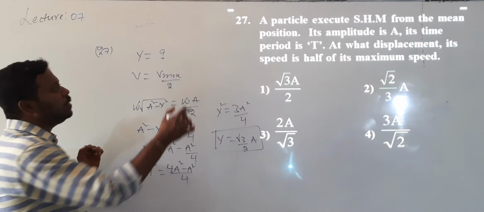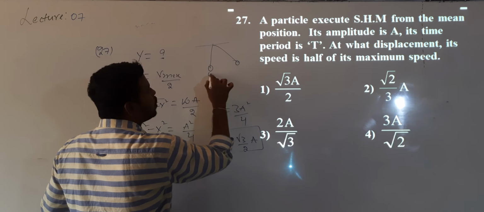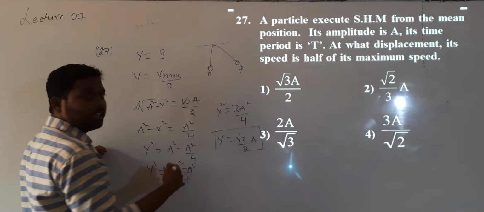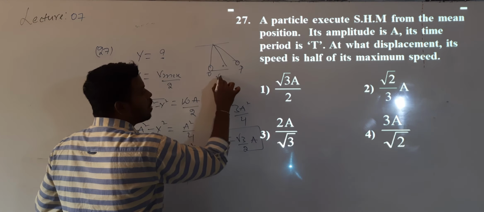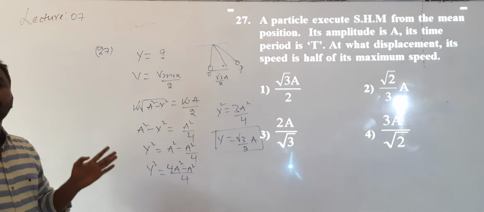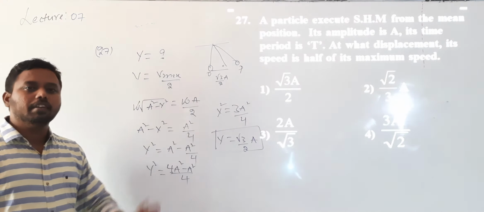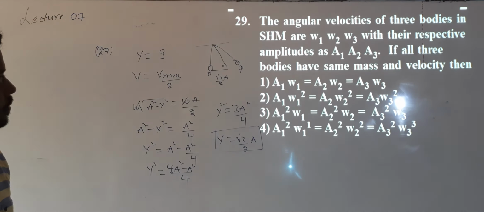Motion already started from the mean position. When it is going from mean to extreme position, velocity decreases. At a displacement exactly equal to root 3 by 2 into A, velocity will be exactly half of the maximum velocity. Okay? Question number 27 this is.